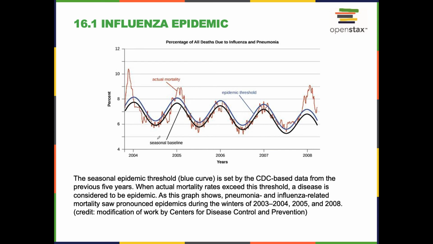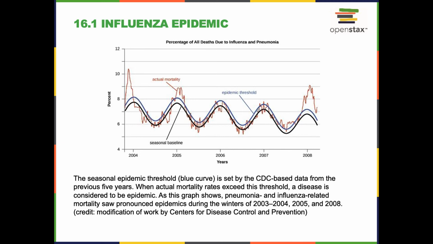Another way to look at things like this is looking at our normal threshold. This is our seasonal baseline, right? And this is now looking at deaths due to influenza and pneumonia. And again, we have certain times when, this is the actual mortality.